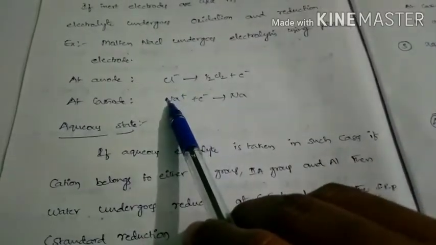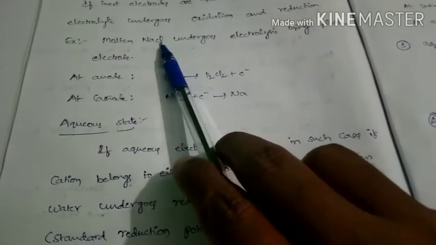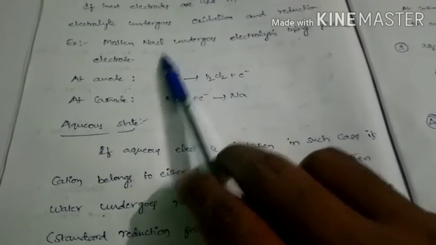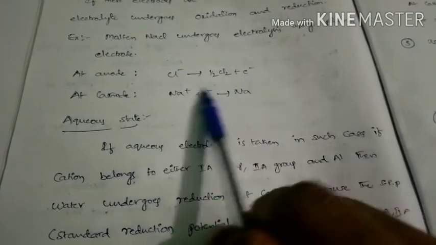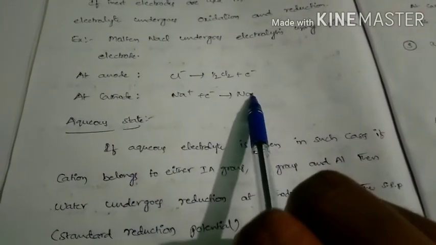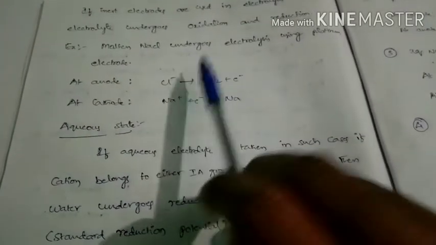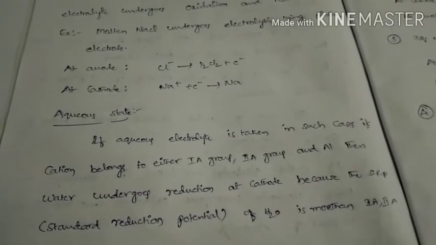Then the reactions take place like this. NaCl gives Na+ and Cl-. This Cl- is an anion, so it moves towards the anode. Finally, it loses an electron. The electron is gained by the cation at the cathode, so it becomes sodium and Cl2. So this is the electrolysis process. There are some more points regarding this.